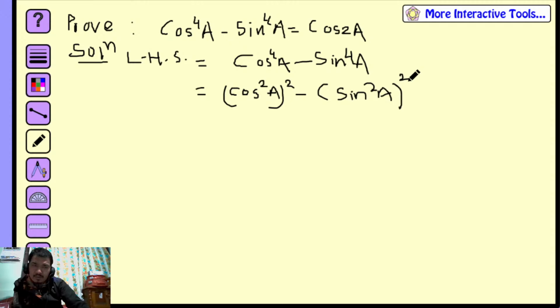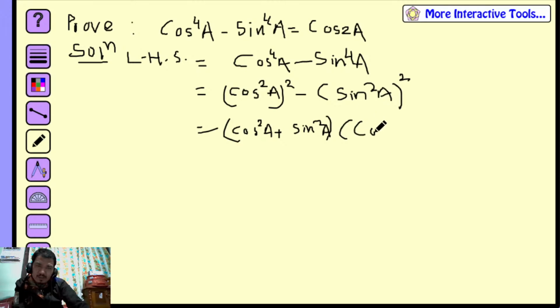We know the formula of a square minus b square, then we can open this now. First one is a plus b, so a is cos square a, and b is sine square a, okay? And the second one is a minus b, that is cos square a minus sine square a, okay?